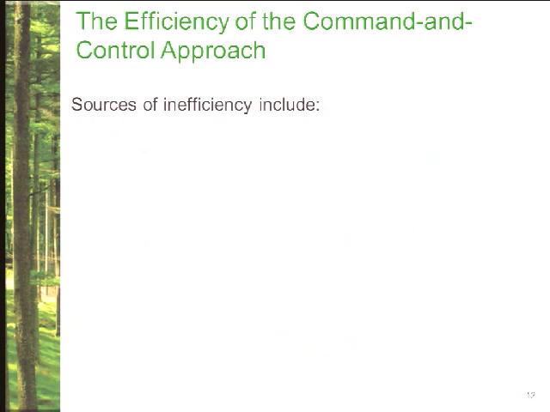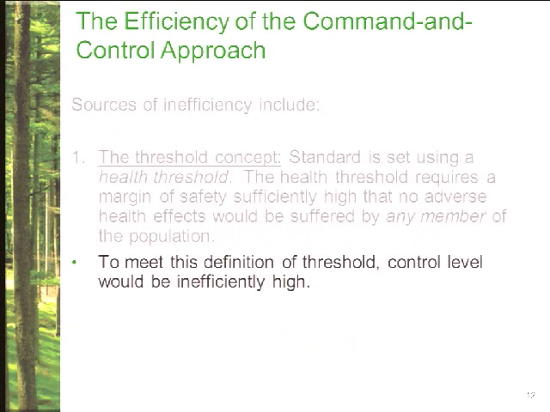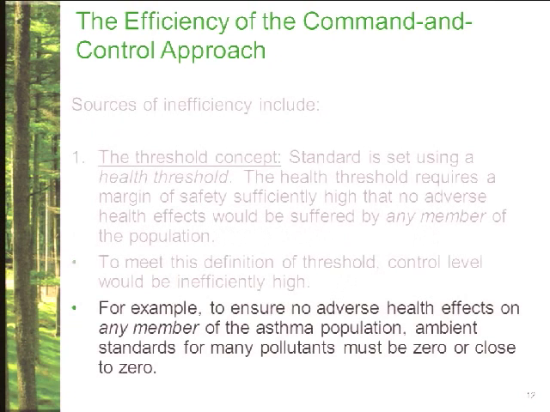An example: take those portions of the population who have serious problems with asthma. If in fact the health standard is that no one within our population who is subject to such a risk will ever be faced with the exposure that would result in that health consequence, then many pollutants must be zero or near zero. And what is the cost of achieving that? All right, so those are the kinds of inefficiencies that result.